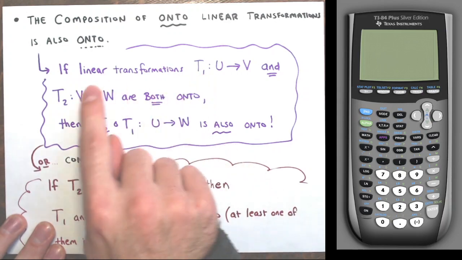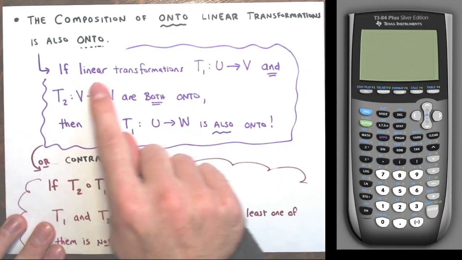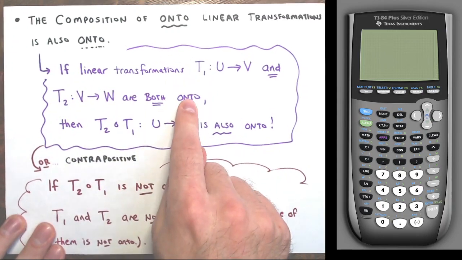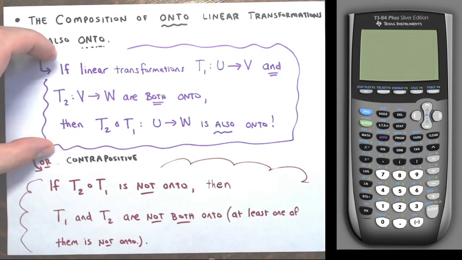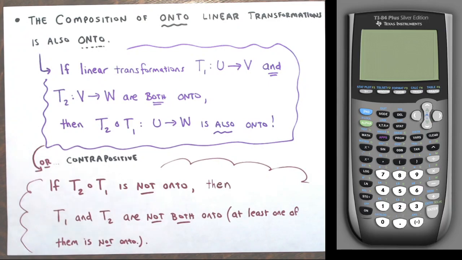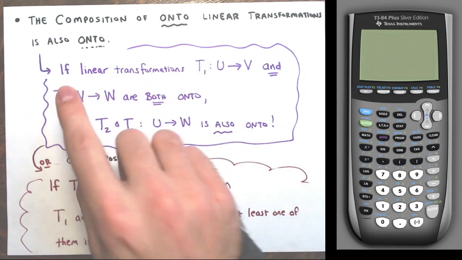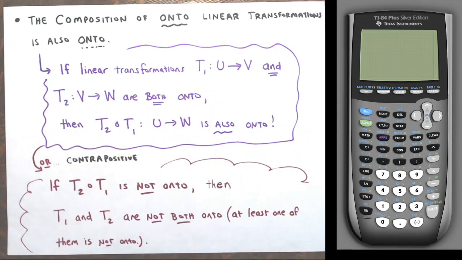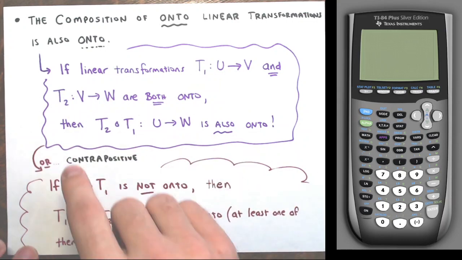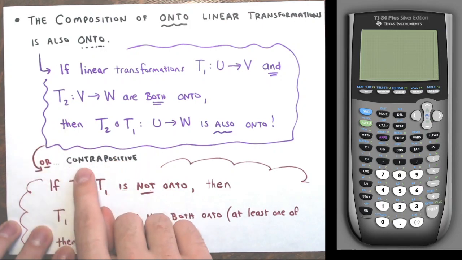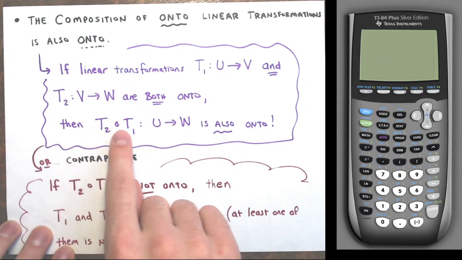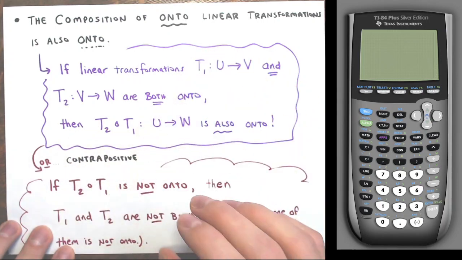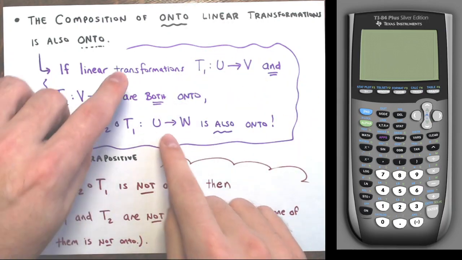Right? So if you know the two transformations you're using are both onto, then the composition will also be onto. So again, this is the only time you are guaranteed to know that a composition will be onto, is if the two transformations you use to make the composition are both onto as well. This is also equivalent to the contrapositive, right? Again, where I just take the two statements, the one after if and the one after then, I negate them, and then switch them.